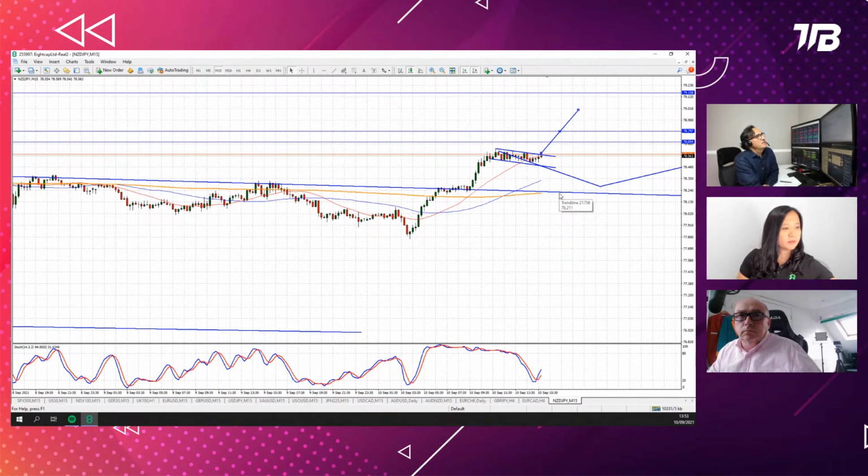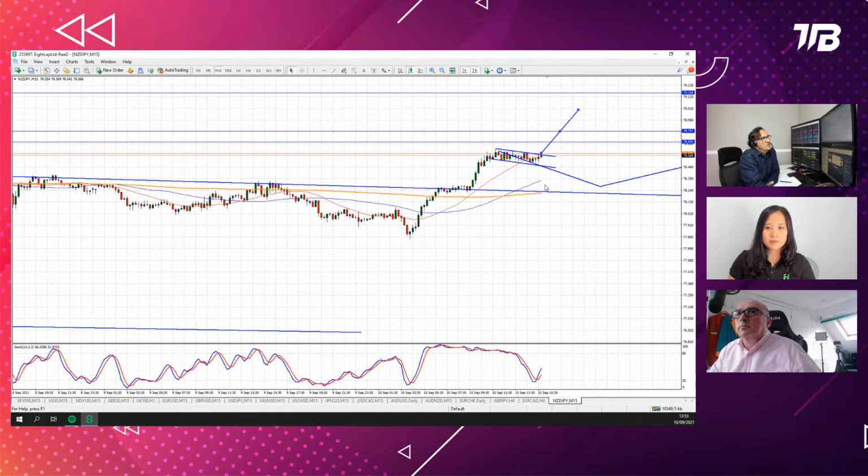So the stop, let's put it at 78.70 for now, and keep it open with take profit at 78.25. I might readjust it later on, but let's keep it. Okay.